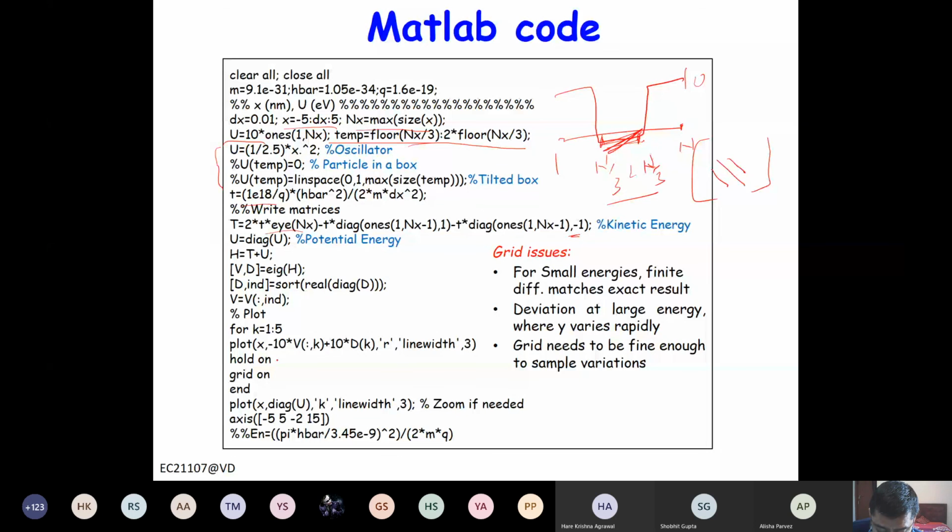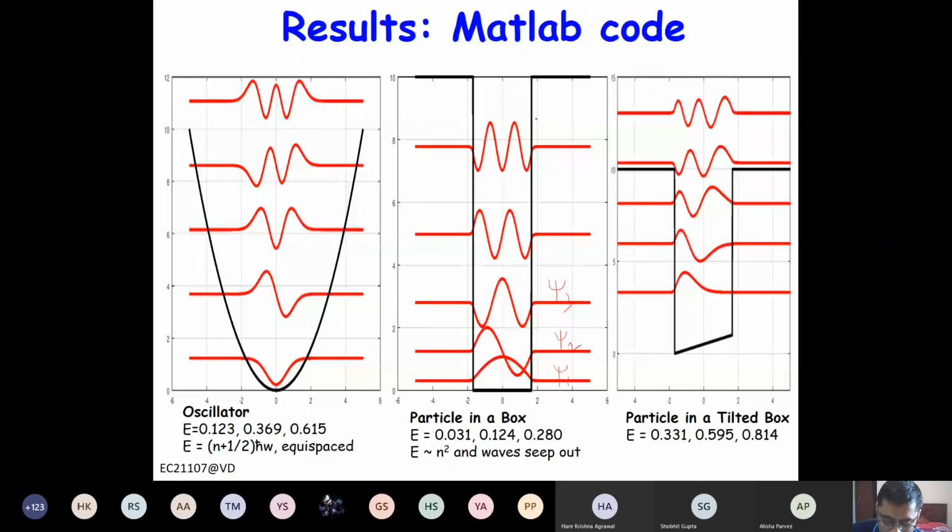Plot the x axis, and this is minus 10 to plus 10 times d, right? So this is multiplied by 10 to have the visuals, to have the better visual. That means they are spaced in terms of the energy, right? It's scaled by 10. So you can choose the scaling according to your case. So they are scaled by 10 basically.